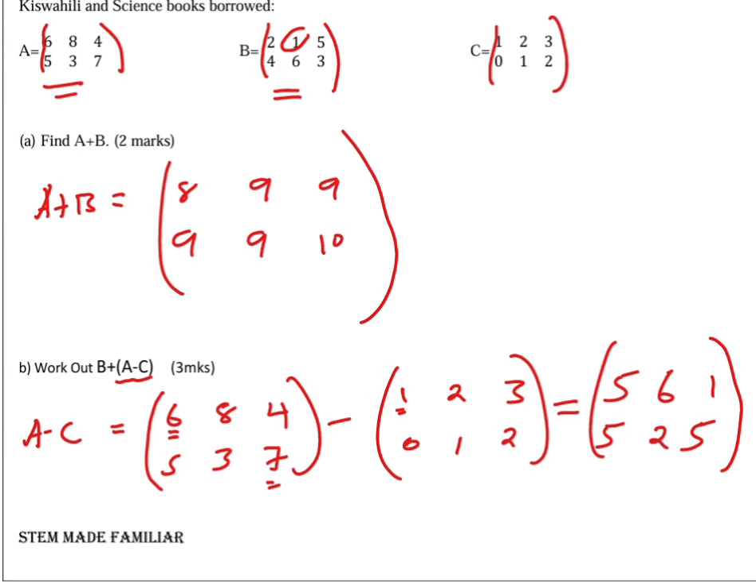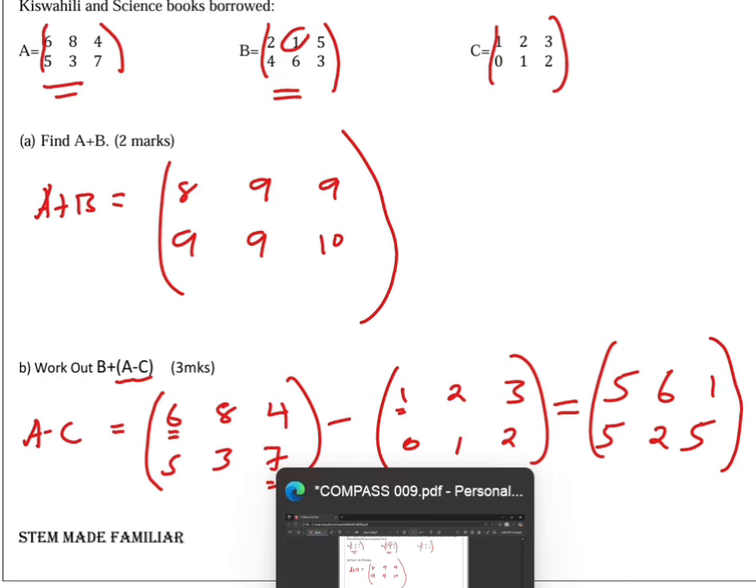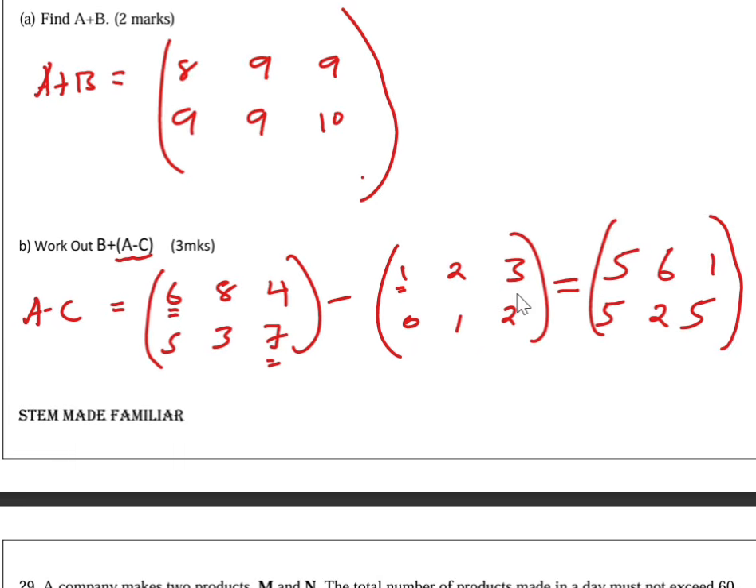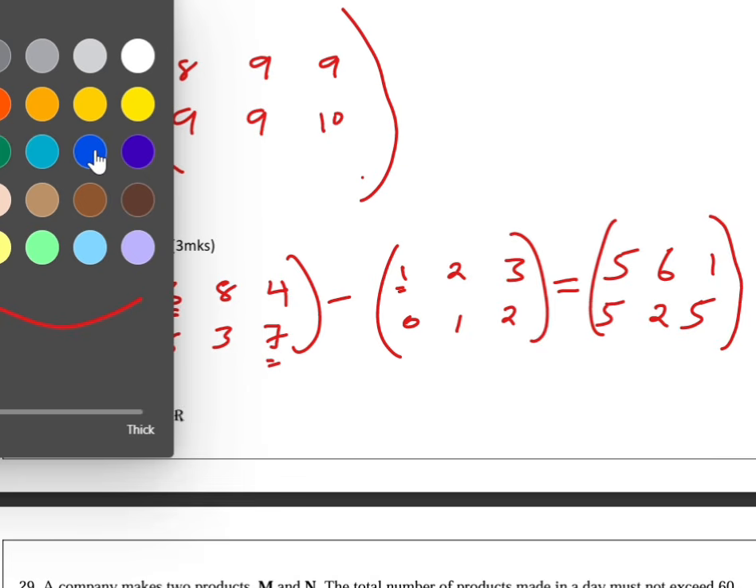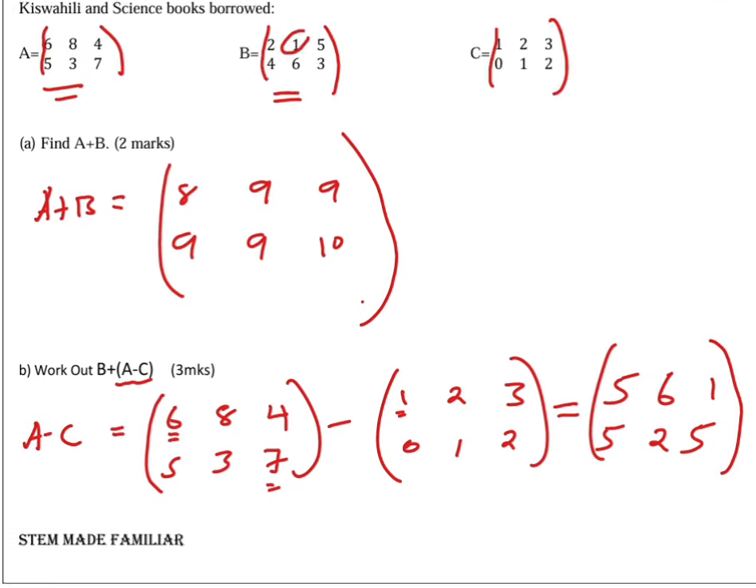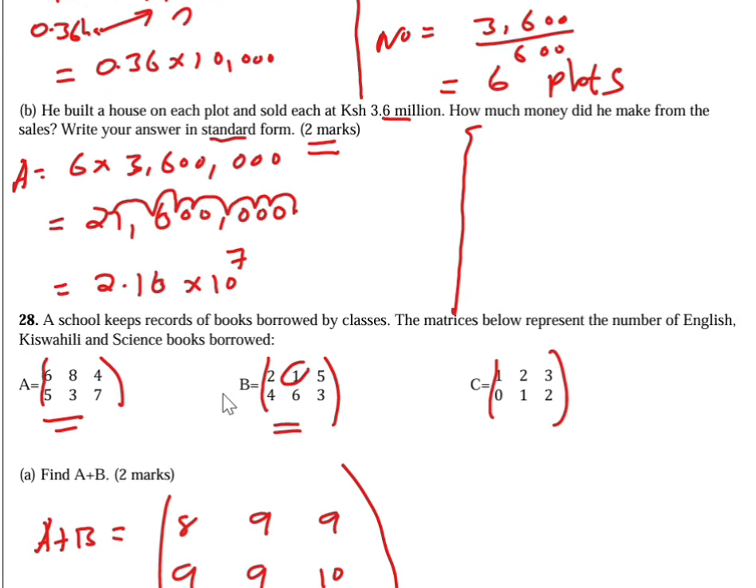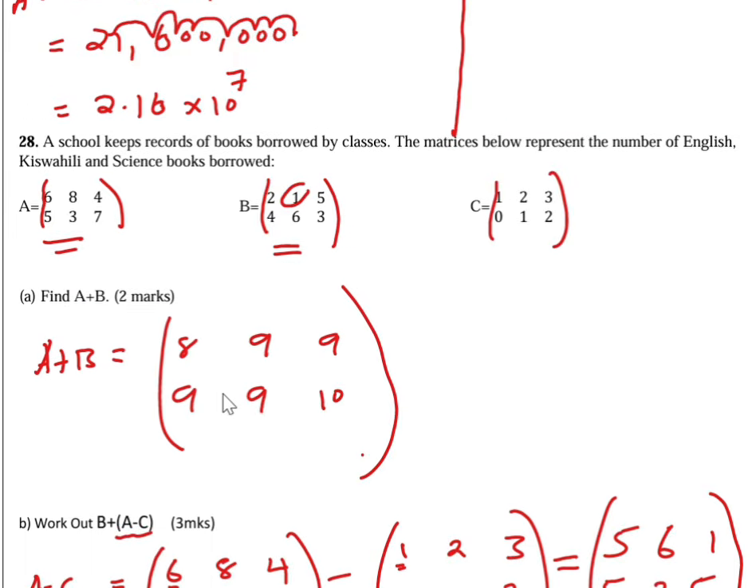Finally, we add B plus hiyo sasa. So remember, what was B? So B ni nini? So we can write maybe down here. So B ni 215. So tupate answer ni 215. Then here we have 463.